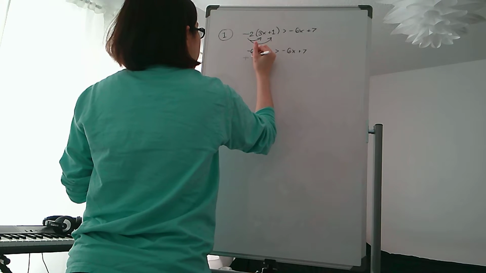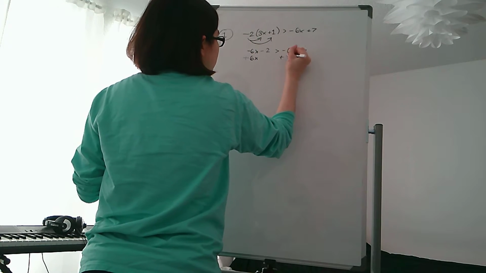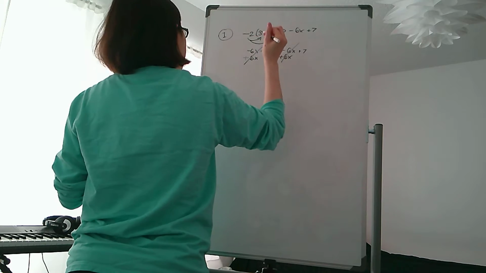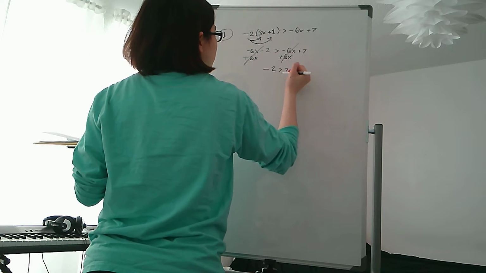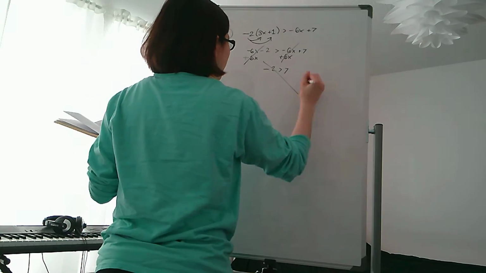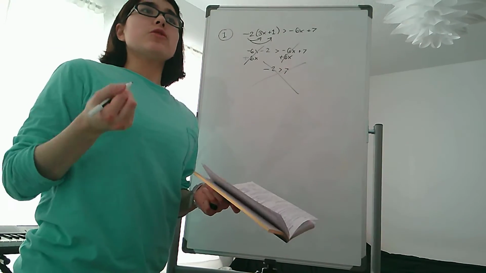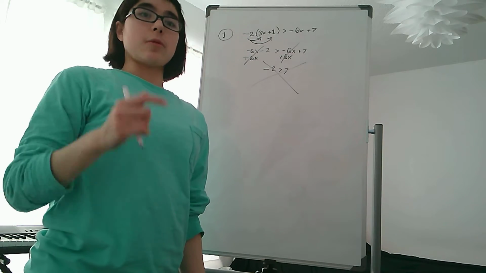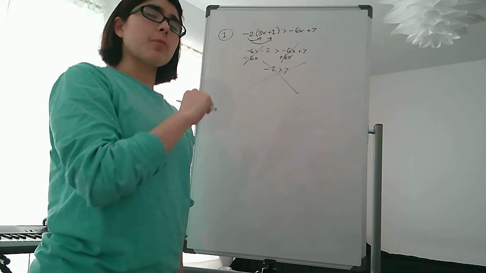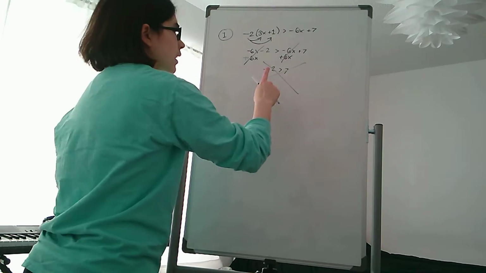We simplify this further by adding 6x to both sides. 6x cancels out, but now we have negative 2 is greater than 7. That's wrong. Negative 2 is not greater than 7. Negative 2 is negative. And we always consider a negative number smaller than a positive number in this case.